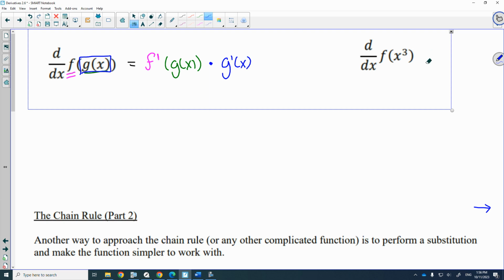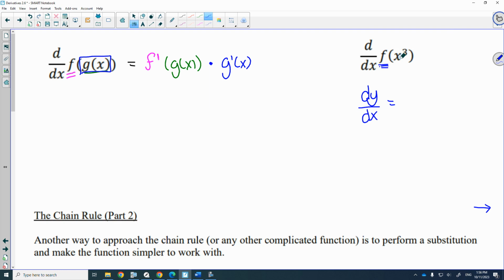So if you look at this would be a composite function. This is my outer function, and this is my inner function. So the derivative of this, dy dx, is equal to, it's the derivative of your outer function. So it'd be f prime. You keep your inner function the exact same, x cubed, times, now we take the derivative of the inner function. What would the derivative of the inner function be? 3x squared. Yes.